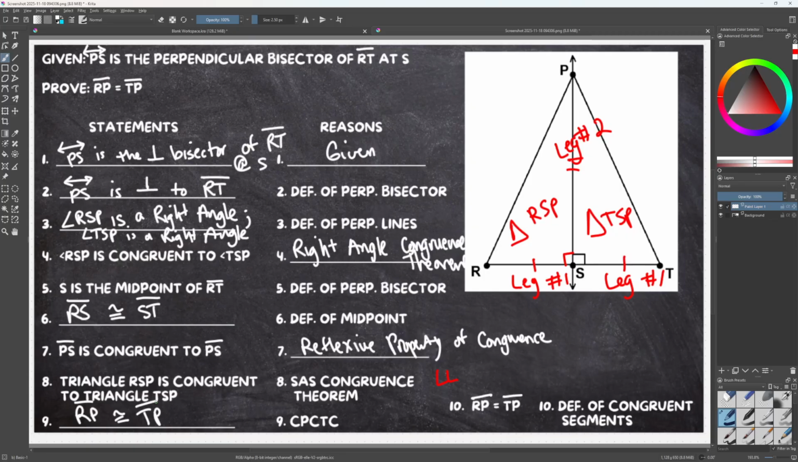Which, then now we know if they're congruent, that means they're equal to each other, because that's the definition of congruent segments. Hopefully that helped. I know it's kind of a lengthy proof, but hopefully that helped and kind of gave you a little bit of an idea on how to approach a proof with perpendicular bisectors in a triangle.